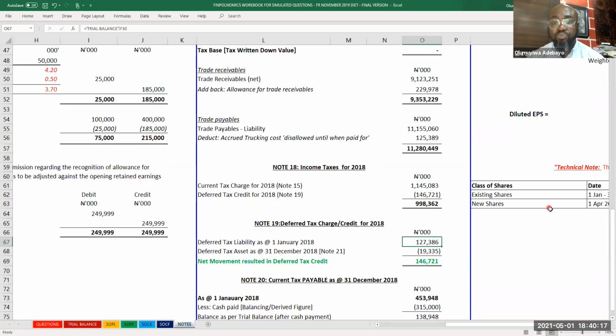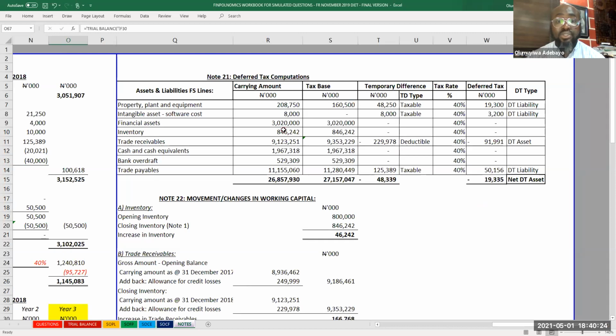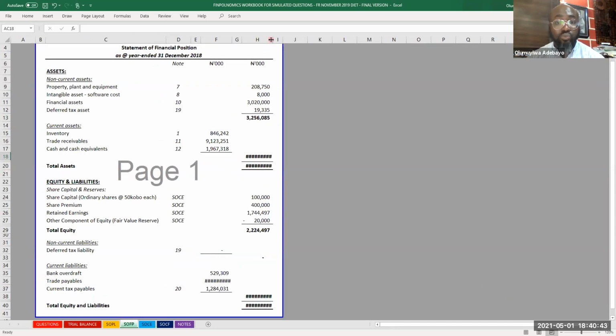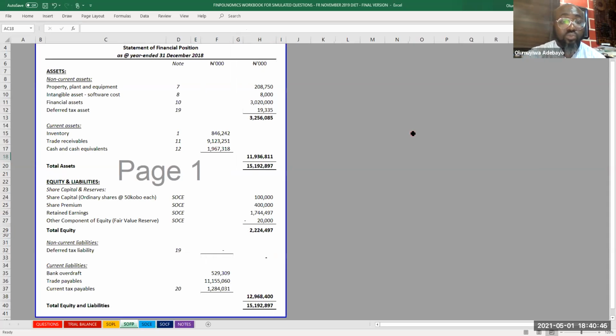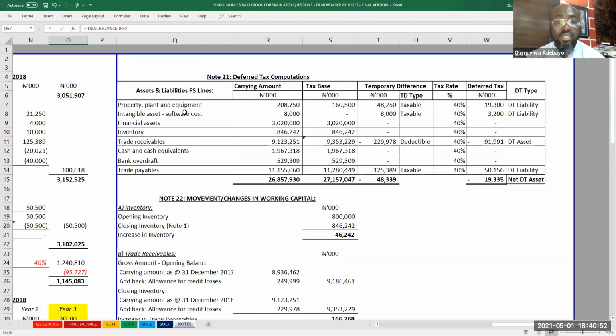Let's look at note 21. Note 21, we create our table. Our table is our assets and liabilities as we have it in our balance sheet. Remember, this is our balance sheet, okay? We pick all items in our balance sheet, which are the representation of our current amount. We pick them one by one. I will plot them here. Property, plant and equipment, intangible asset, financial asset, inventory, trade receivable, cash and cash equivalent, bank overdraft, and trade payable.